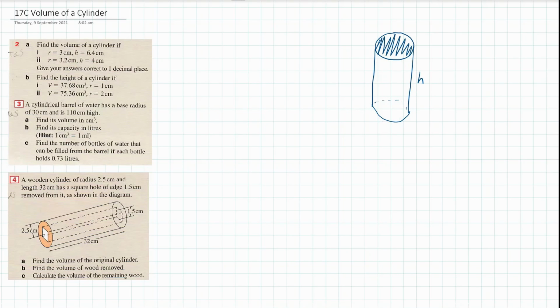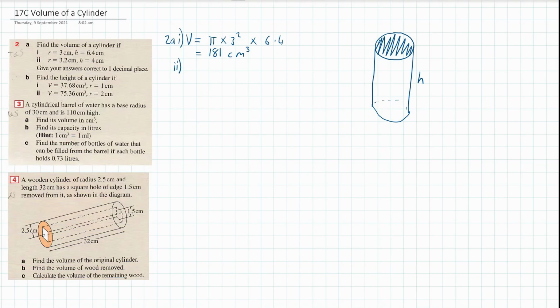Very bad drawing here. Not very good at drawing on the computer. So let's try 2a I. The volume of this cylinder is going to be pi times r squared times the height. When we chuck that together, we get 180.955, or if we round it to three significant figures, 181 centimeters cubed.